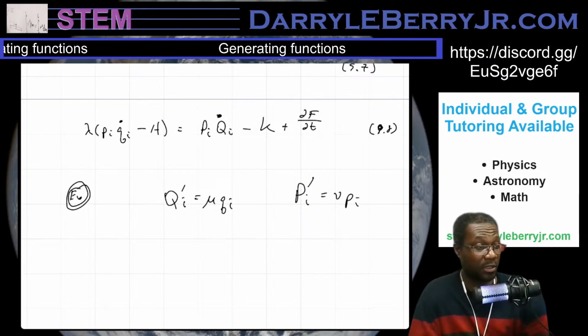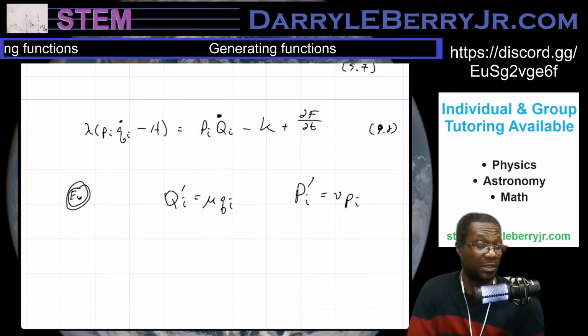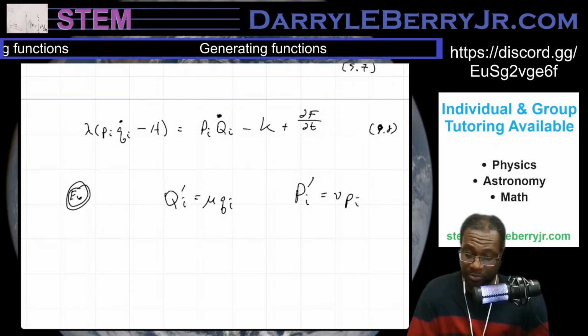I'm getting the names of these Greek terms. I think the second one is mu. The first one, yeah, I don't remember the names of these Greek symbols.